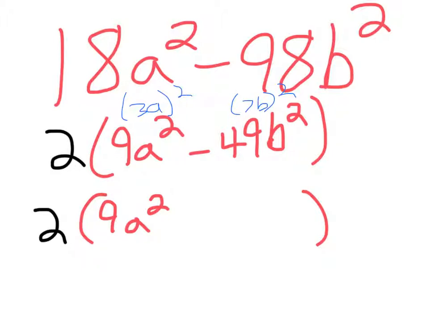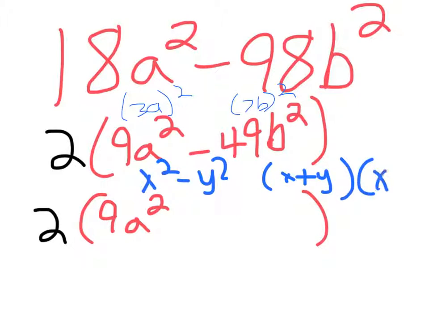So since we can rewrite it like that, you're really just talking about something like x squared subtract y squared. How do we factor that? That's x plus y, and that's x minus y. Okay, so maybe I overcomplicated things. Let me go back here.